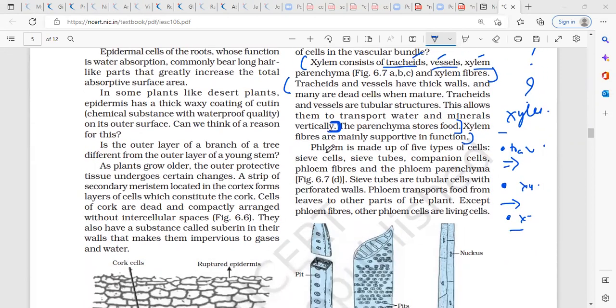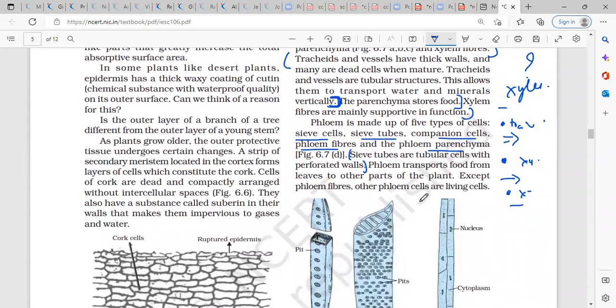Now coming to phloem. Phloem is made up of five types of cells: sieve cells, sieve tubes, companion cells, phloem fibers, and phloem parenchyma. Sieve tubes are tubular cells with perforated walls. Phloem transports food from leaves to other parts of the plant. Except phloem fiber, other phloem cells are living. Clear? So this is what you will write for the characteristics of phloem.